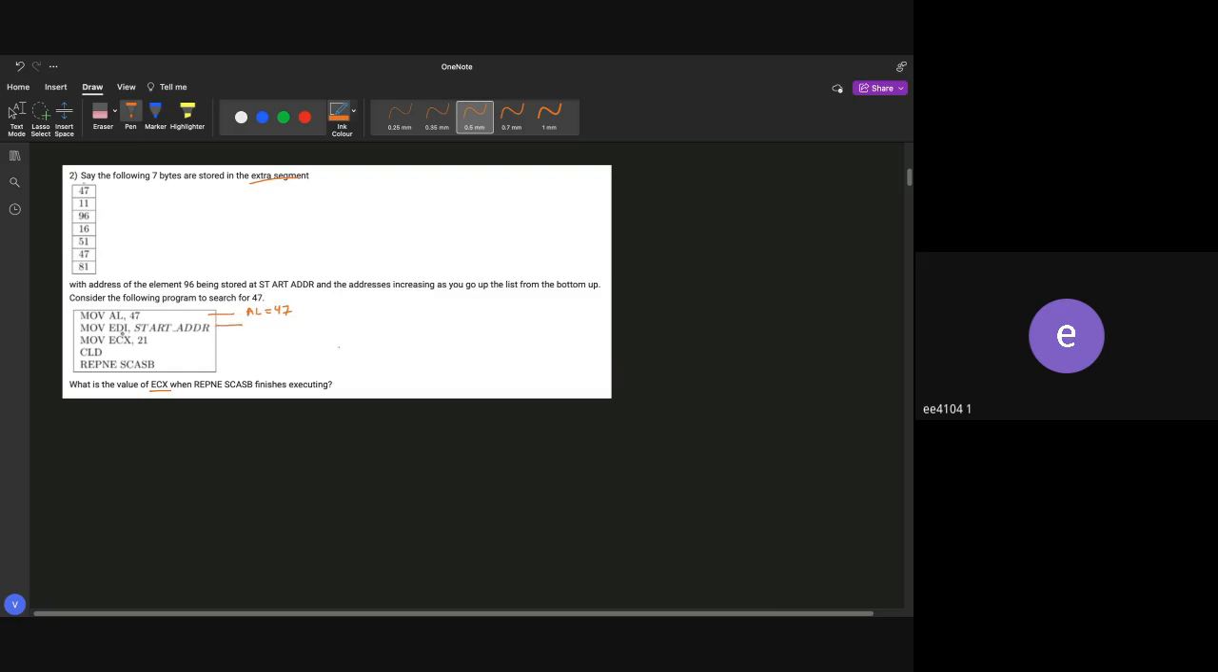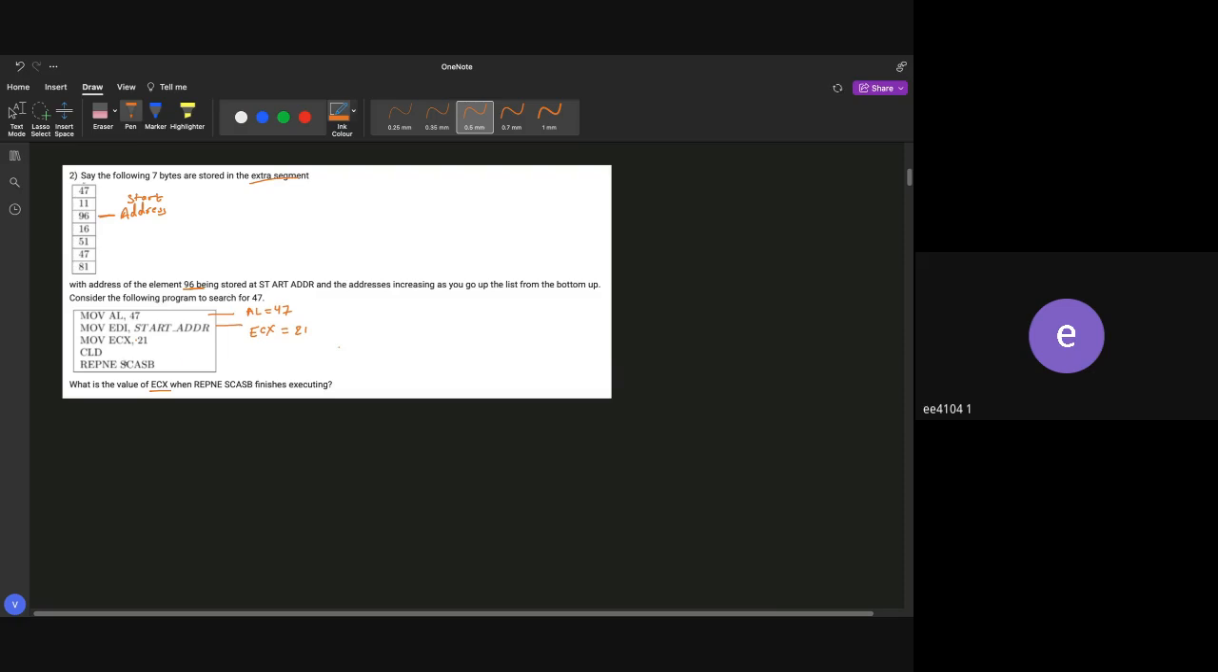Now we have the destination index. It will start from this particular address, whatever address is there for this one. This is the start address. And then we'll be moving 21 to ECX. So ECX equals 21.